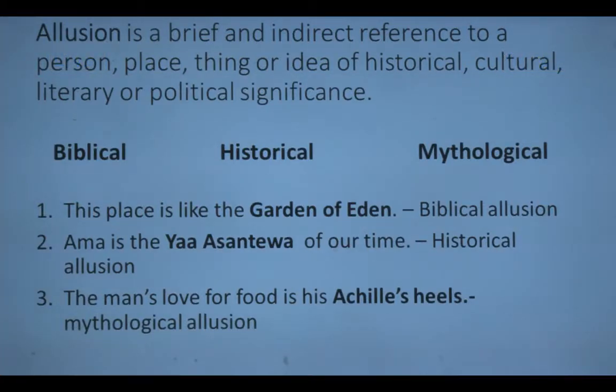Now let's go to the third one: the man's love for food is his Achilles heel. Here, Achilles is said to be the son of a goddess, a Greek goddess. The mother wanted him to be very strong, so she dipped him into a river. Then the mother held Achilles by the heel and dipped him into the river. Because the heel did not get into the river, it was his weak point.